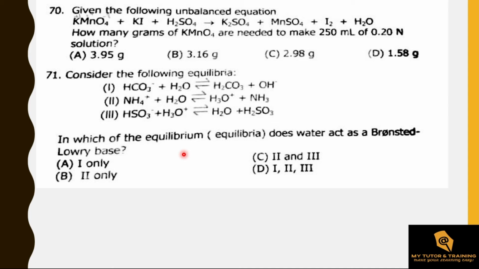Question number 70. Given the following reaction equation: potassium permanganate plus potassium iodide plus sulfuric acid into potassium sulfate plus manganese sulfate plus iodine plus H2O. How many grams of potassium permanganate are needed to make 250 milliliters of 0.2 normal solution?